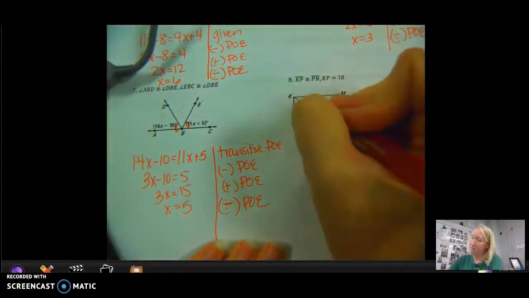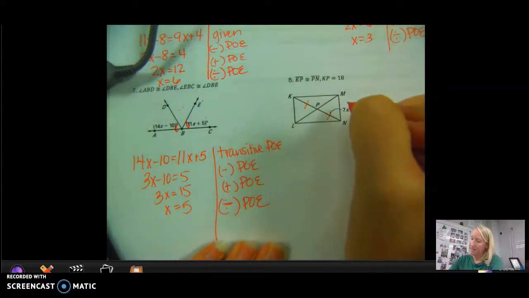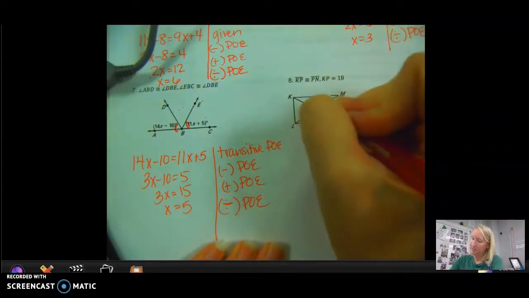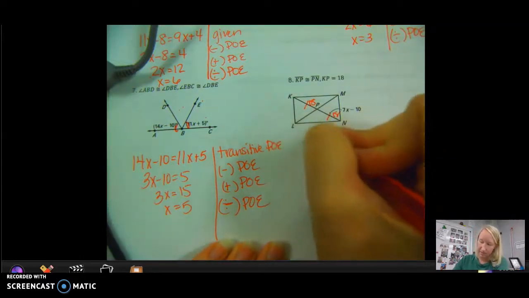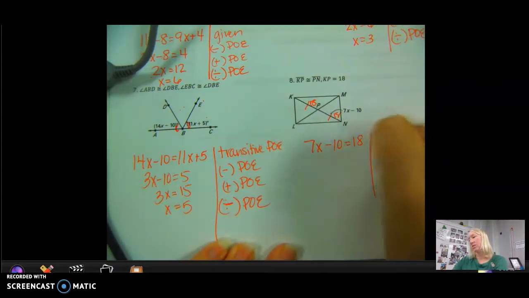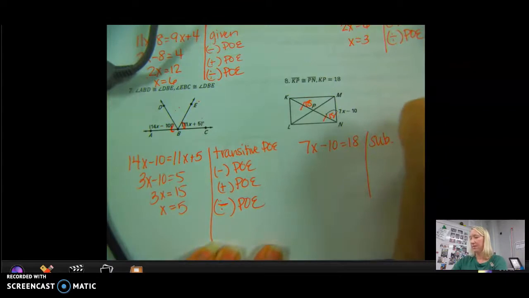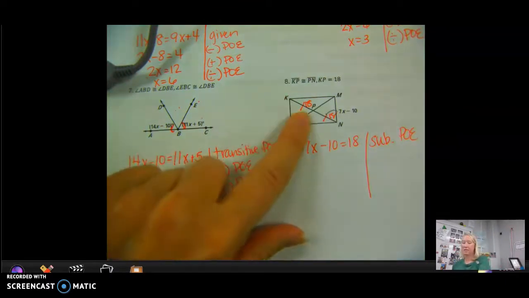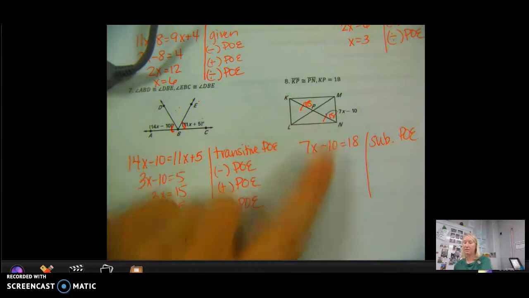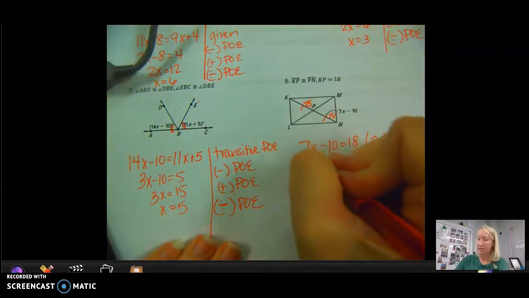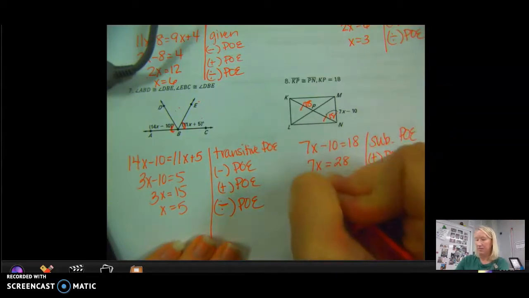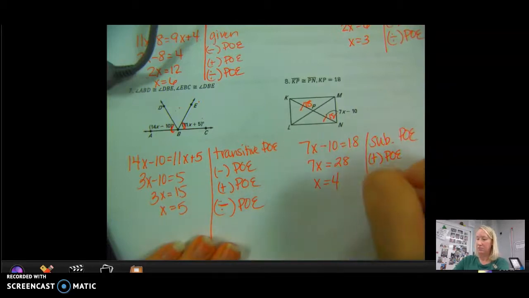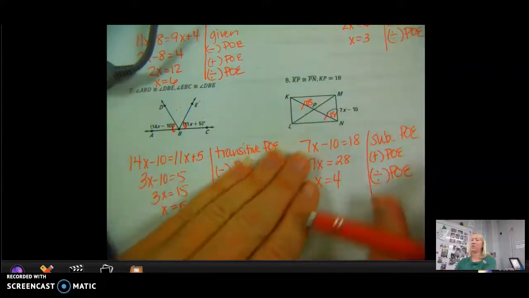All right, next one, KP equals PN, and KP equals 18. That would make this equal to 18, right? So I can do 7x minus 10 equals 18 by substitution, POE, because I'm taking out this KP, and I'm putting 18 in the place of it and setting them equal. So I'm going to add 10 to both sides, so I get 7x equals 28. That's addition, POE. I'm going to divide by 7 on both sides, so that gets x equals 4, so that's division, POE. All right, so that is all of 2.6 notes.